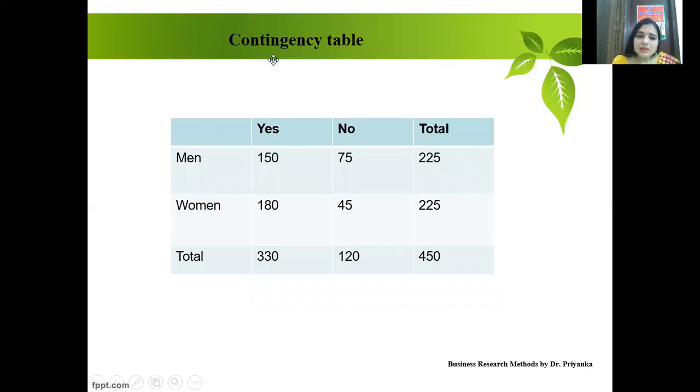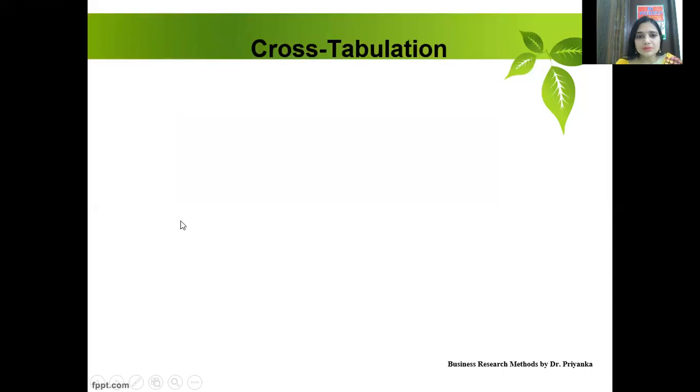Contingency table can be like this: men, women, in total number, their yes and no about something, and then total number, right? We initially mentioned a frequency table that was just for yes, no, and total. But here we are taking two parameters together, yes, no, and their gender. So that is contingency table.